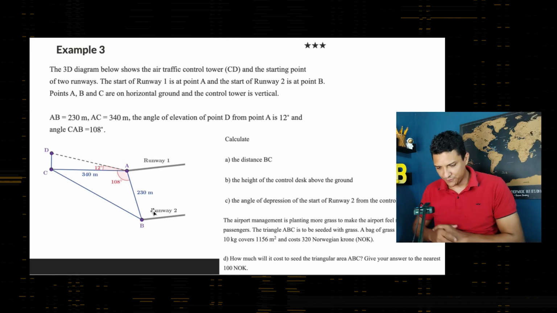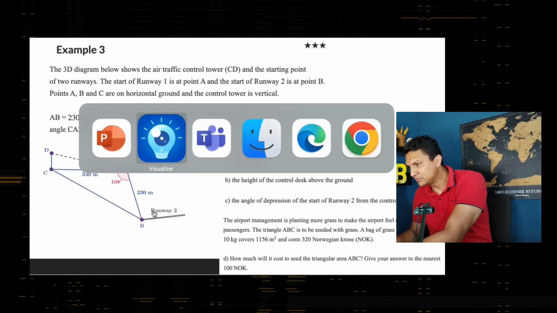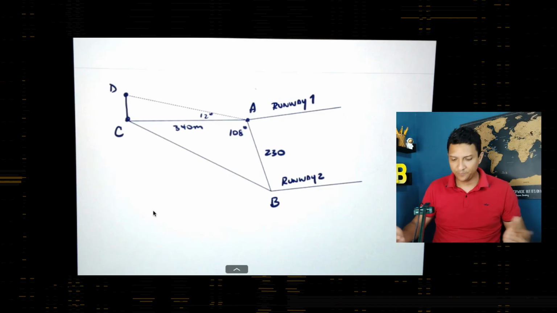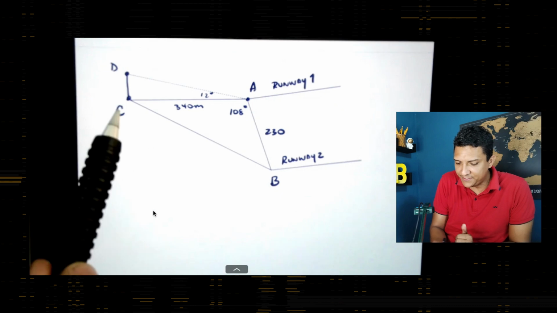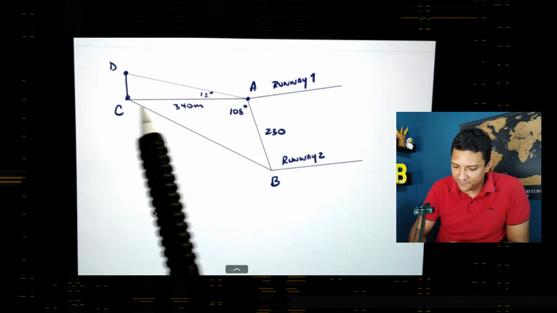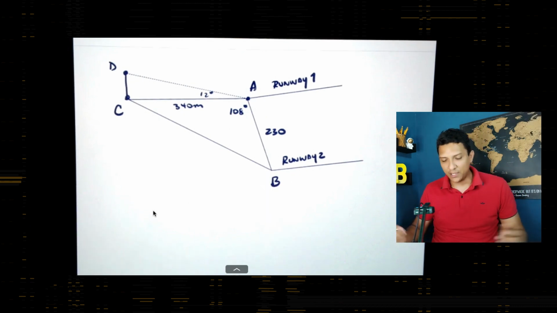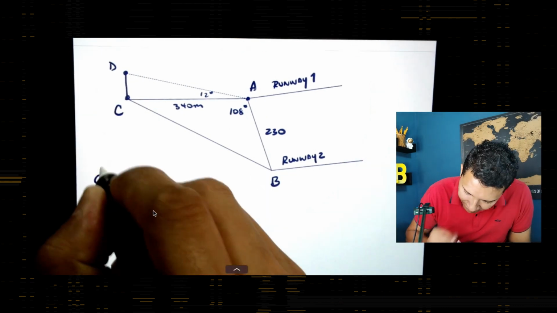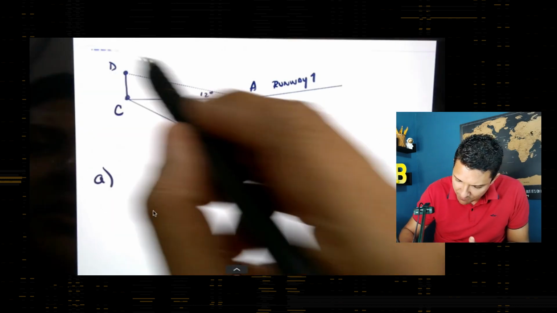There are different questions, so let's start by finding the distance BC. Here I already made the drawing, as you can see. The first question says find the distance BC. Notice something: here we have the sandwich, so immediately I know that I need to apply the cosine rule. So I'm going to do it. Let me make this smaller.